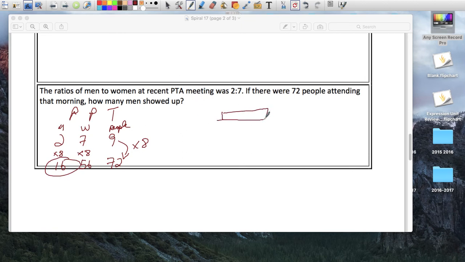Now I'm going to do a tape diagram. So we're going to create 2 boxes for the men and 7 boxes for the women.